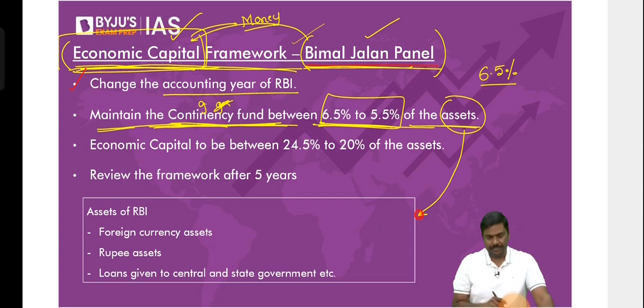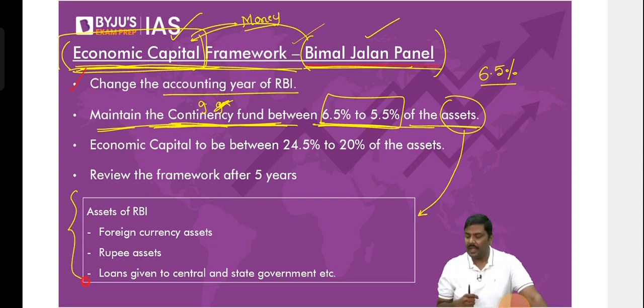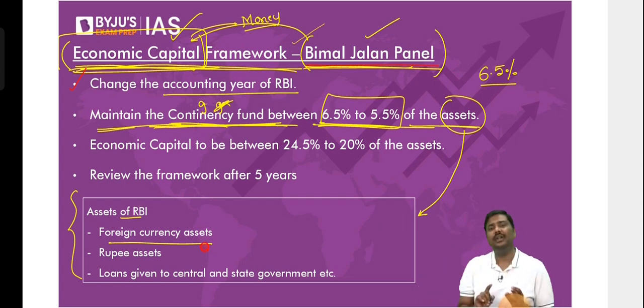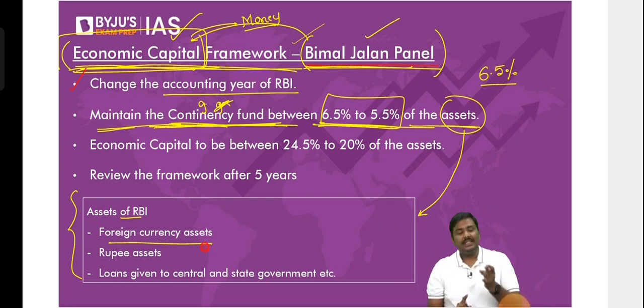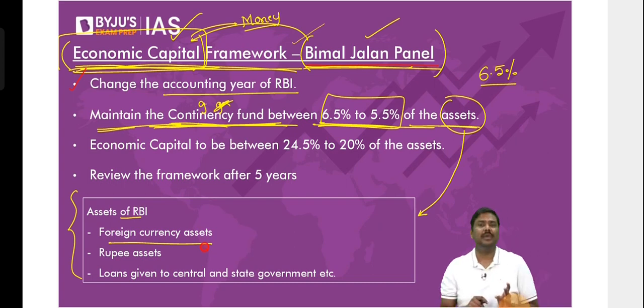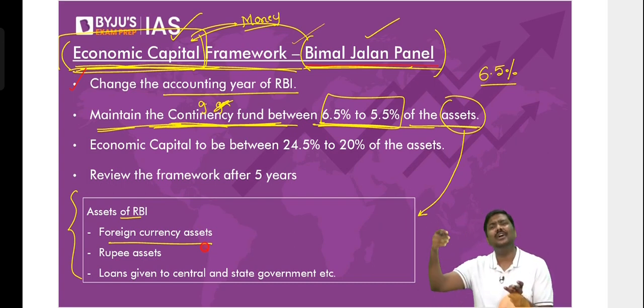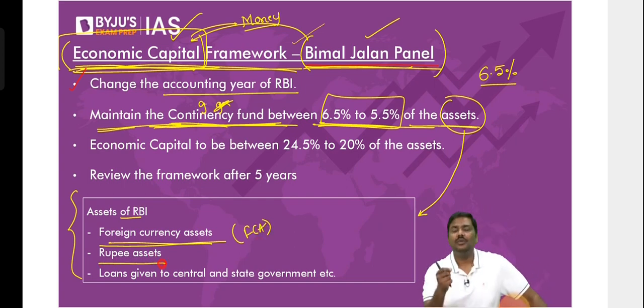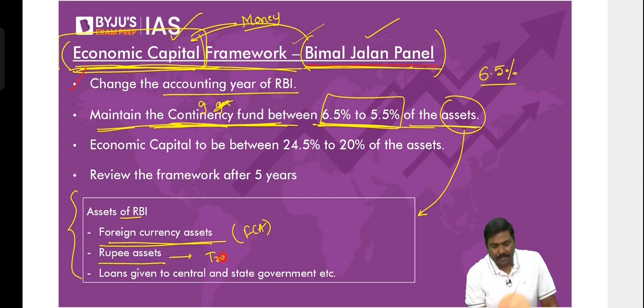What are the assets of RBI? I've given it in the bottom part of the slides. Assets of RBI are nothing but the foreign currency assets: the bonds held by RBI of the US government, UK government, Japan government. Second, the foreign currencies held by RBI, such as dollars, euro, pound, etc. So foreign currency assets, FCA, are a part of the assets of RBI. Apart from this, RBI will also hold rupee assets. So what do you mean by rupee assets here? They would have purchased treasury bills of Government of India.